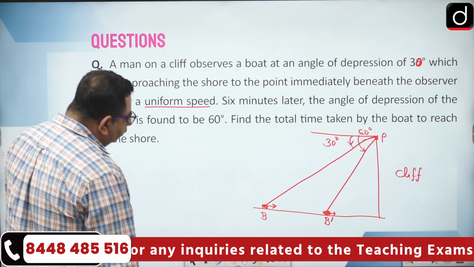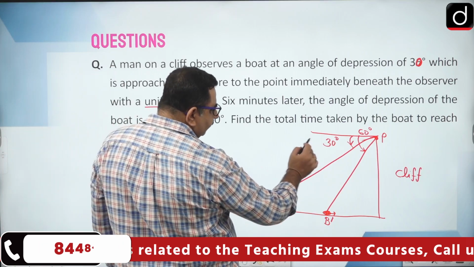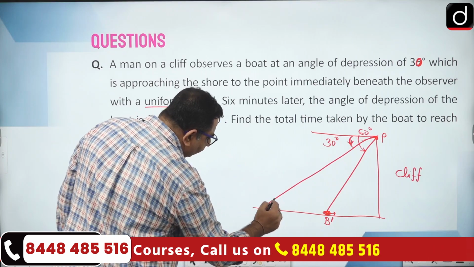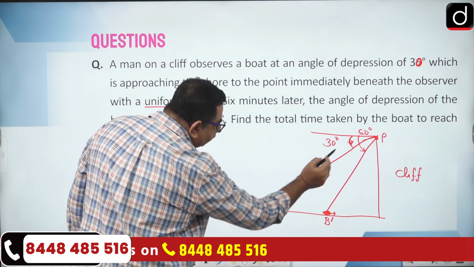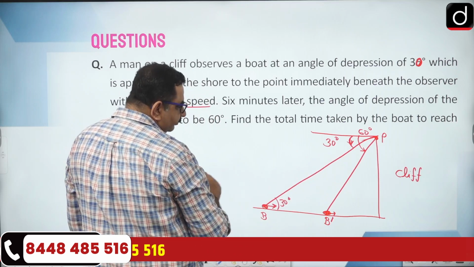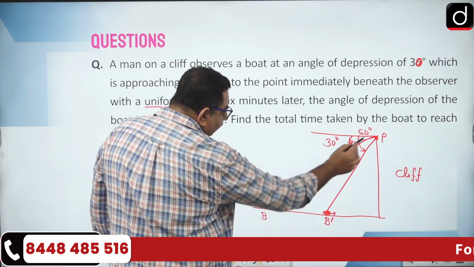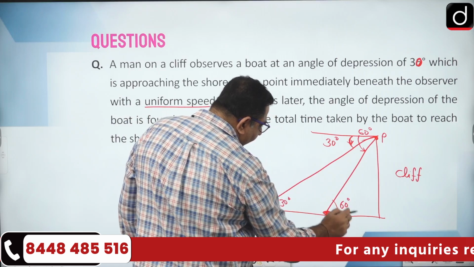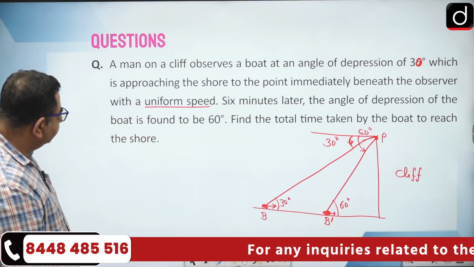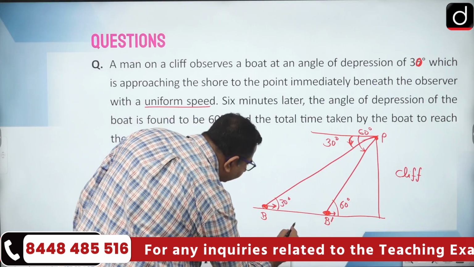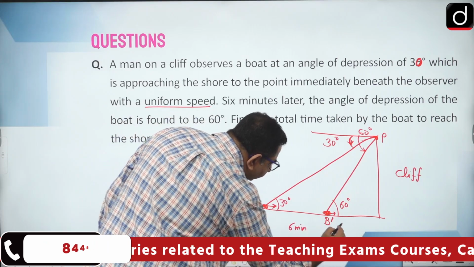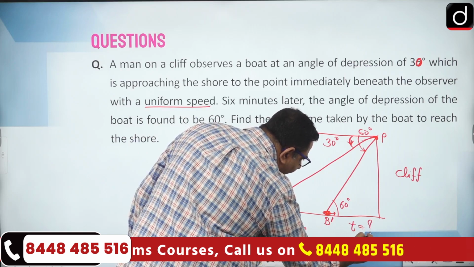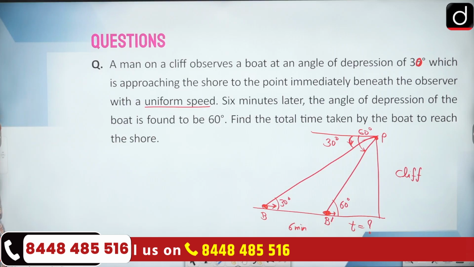So now first of all, you see these are angles of depression, they are considered from horizontal. So if this angle is 30 degree, this angle also will be 30 degree, because these are alternate angles, right? Because this line is also horizontal. In the same manner, this is 60, this also would be 60 degree, right? So in this journey, it has taken 6 minutes. So in this journey, what is the time taken? So this is the question.